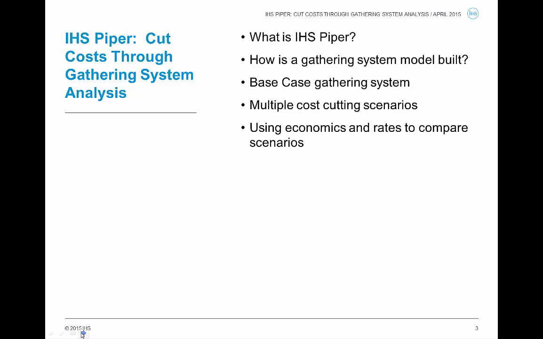To give you a brief outline of where we're going to go today, we're going to discuss what IHS Piper is, how to build a gathering system model. We'll talk about a base case gathering system. So this is a scenario that exists as it is in the field currently with no changes. Then we're going to review some multiple scenarios of different ways to cut costs. And finally, we're going to use economics and check the gas rates being delivered in each of those scenarios in order to compare them.